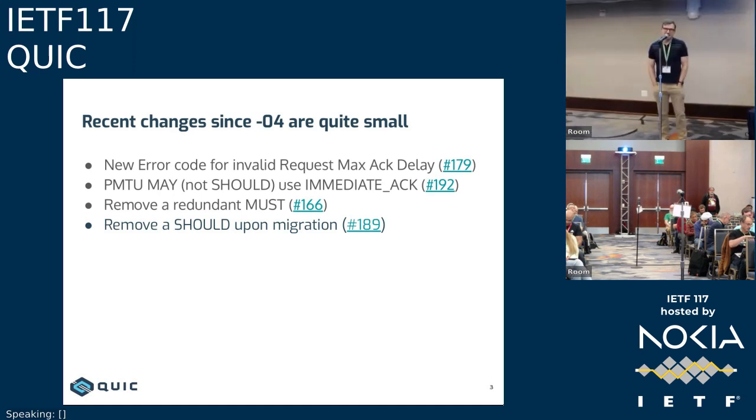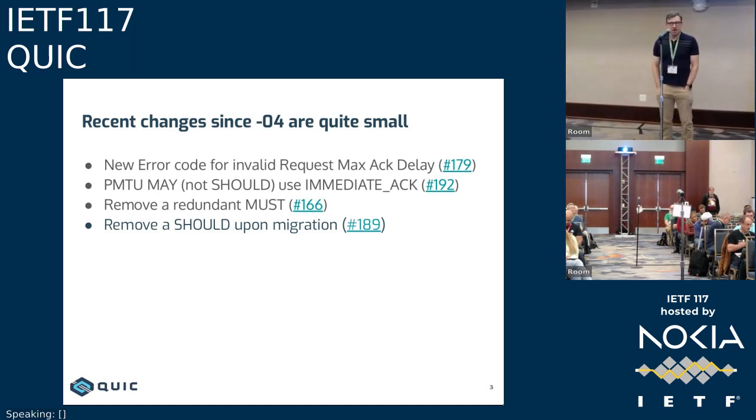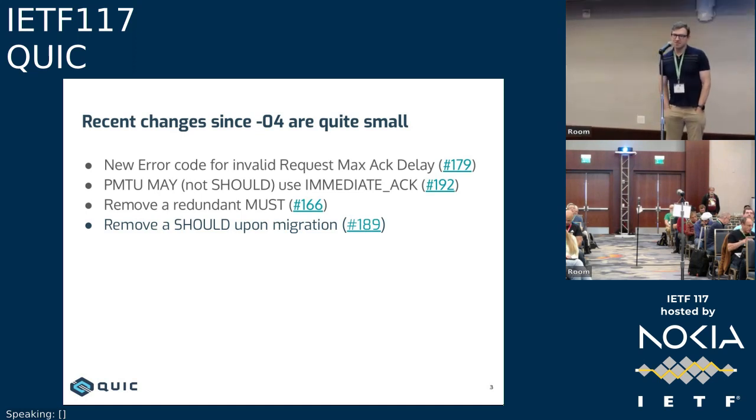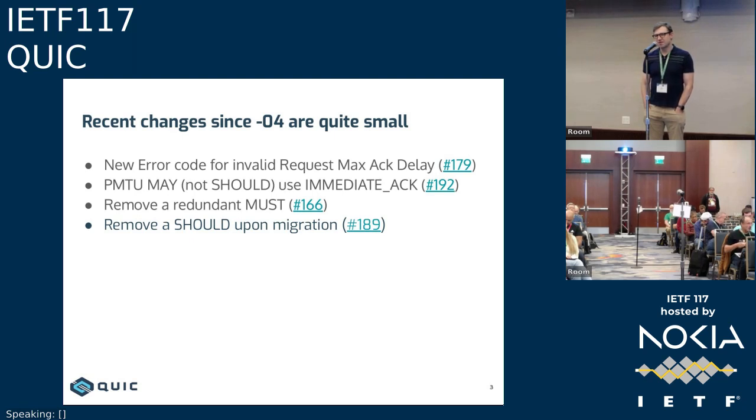because it was a kind of an unnecessary recommendation. So things like that. There was a new error code added, speaking of error codes, for an invalid regressed max ACK delay value. So you can tell that from other error codes. So if people are error code nerds, then they should check out that issue. But these are pretty small changes. There are some other editorial changes, of course, but those are even smaller.